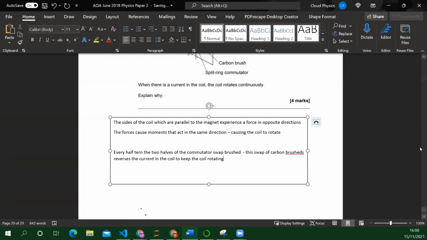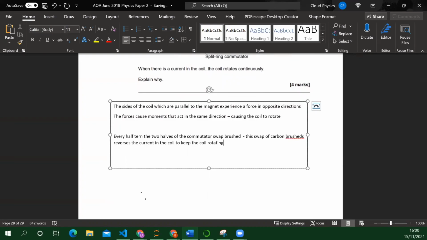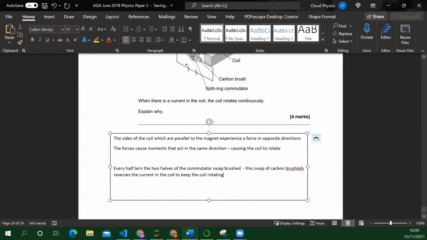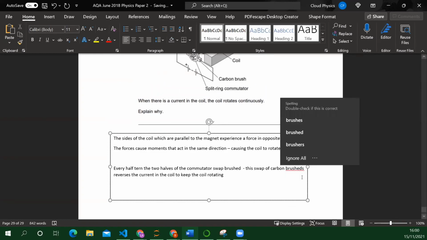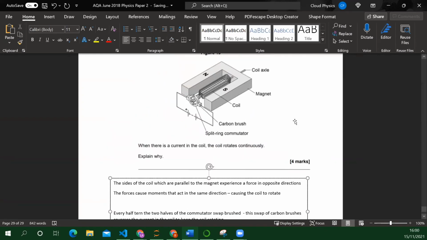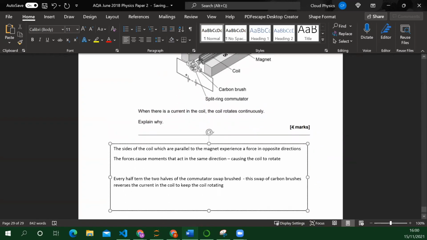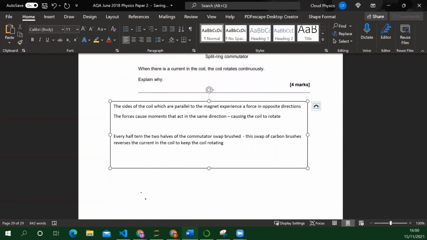If it didn't, it would just be stuck. If it's stuck, okay. If it didn't, okay. So that's the end. So it's actually carbon brushes. So I'll tidy up my answer a bit. Typing quite fast. I'm going to tidy up brushes. Okay, so the coil rotates continuously. Yeah, because it swaps.